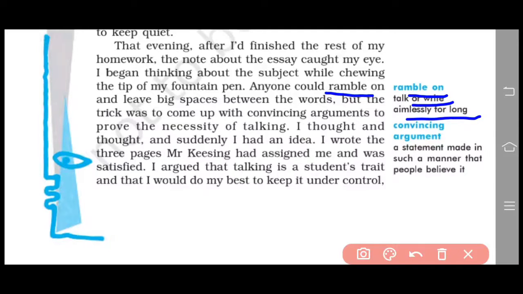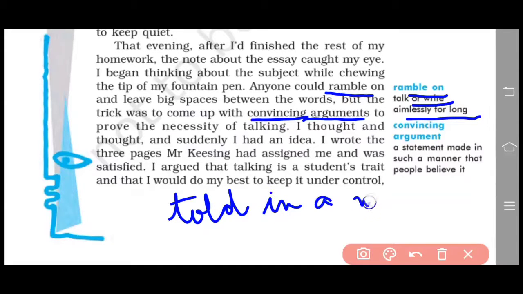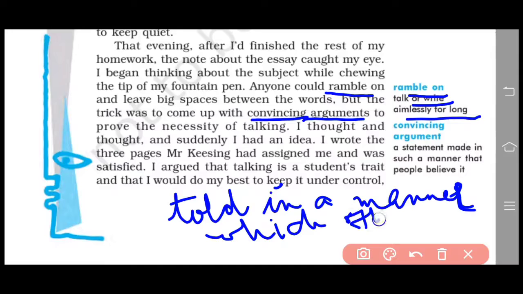Convincing, so that she is able to convince. Convincing means a convincing argument, that is a statement made in such a manner that other people believe. Told in a manner that others believe. And I'll be posting the vocabulary, so no worries for that.